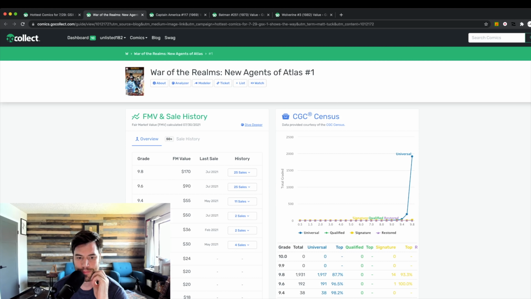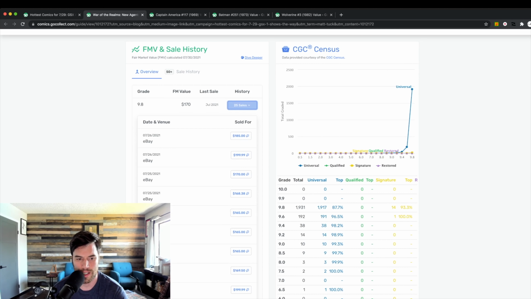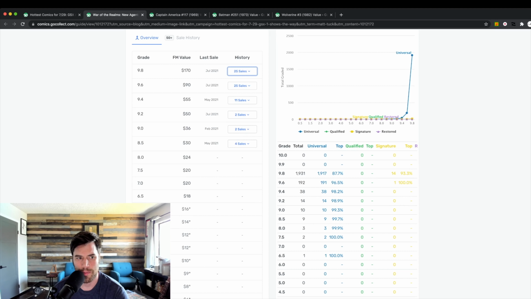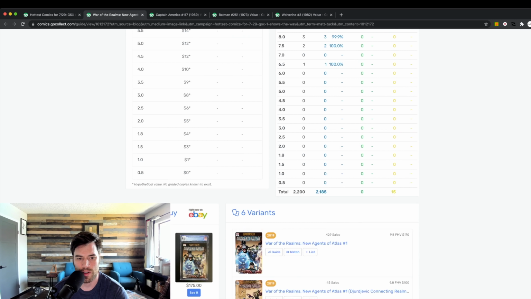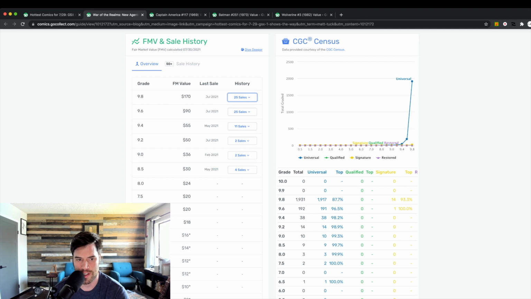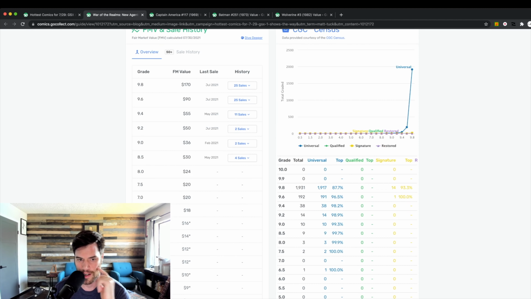All right, let's see what's going on here. Look, a ton have sold recently. It's also not really fair, because compared to Giant Size X-Men, where you have 9.8 all the way down to 0.5 selling, there are going to be no 0.5s of this. Most everything is going to be 9.8 to 9.4. You're going to have 9.2s, 9.0s, 8.5s, but most modern books only have a couple of grade ranges. There's not even a single sale of 7.5, 7.0, 5.0, all that kind of stuff. They just don't exist.